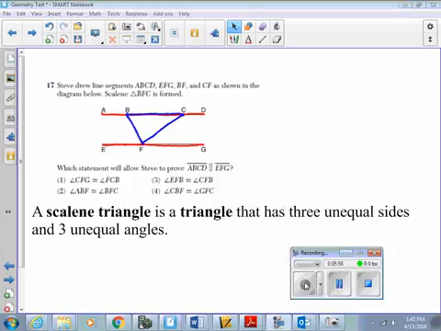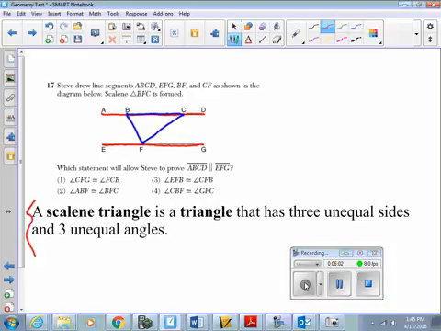All right, I want you to write down the definition of scalene triangle, which I have put here. Let's look through these answers. It says, which statement will allow Steve to prove that ABCD is parallel? Remember those little lines being parallel to EFG.